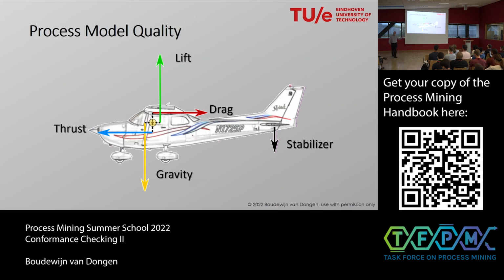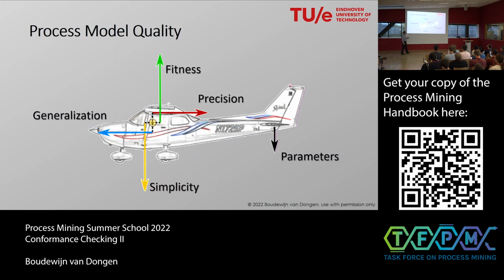This is also how process models and event logs interact. We have fitness, but we also have precision. And we also have simplicity and generalization. And these are 4 dimensions of relations between observed and modeled behavior that we will talk about. Well, maybe not so much about simplicity, that's more a model property.